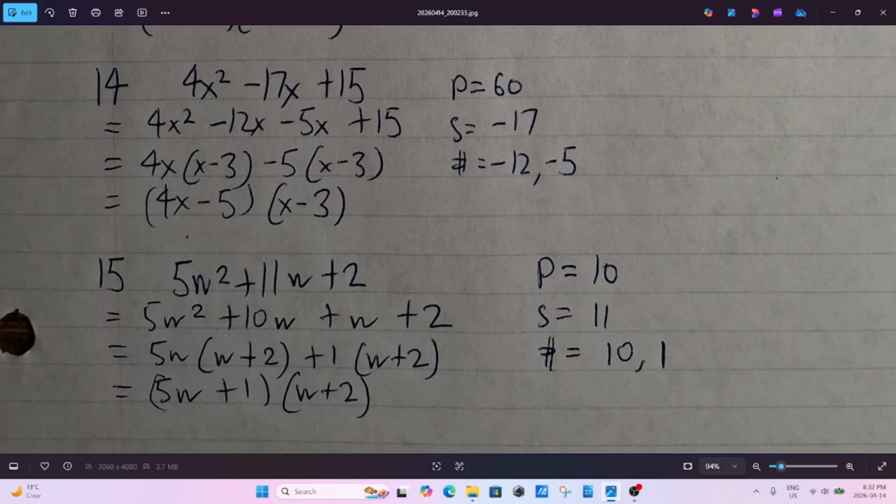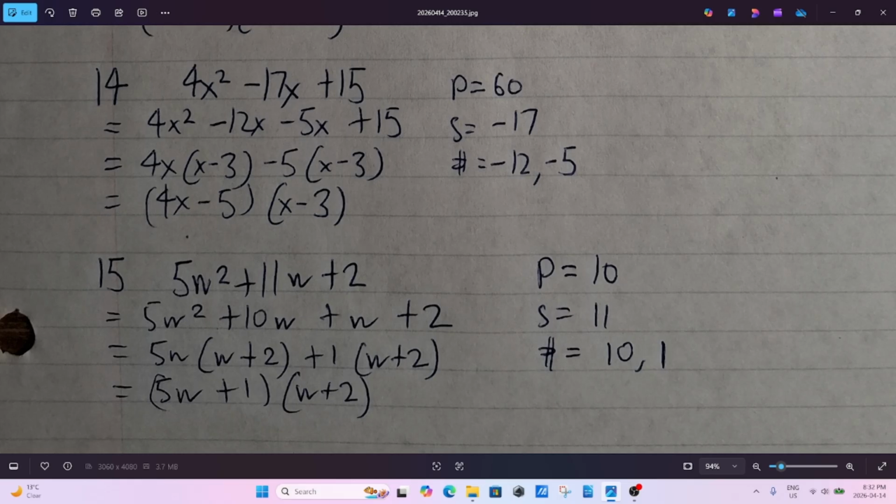Question 14, 4x squared minus 17x plus 15. The product is equal to 60, and the sum is negative 17, so the numbers are negative 12 and negative 5. We split the middle term into negative 12x and negative 5x. We factor the first two terms and we factor the last two terms. Then we get 4x minus 5 times x minus 3.